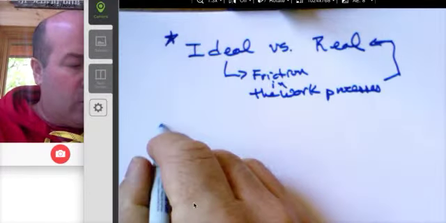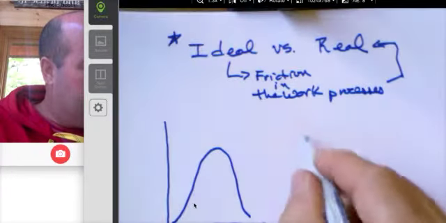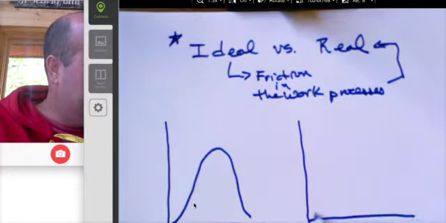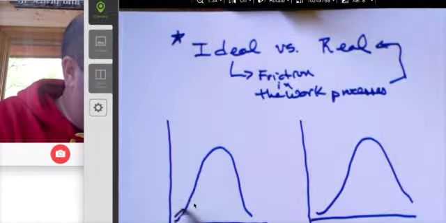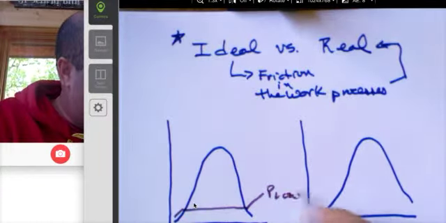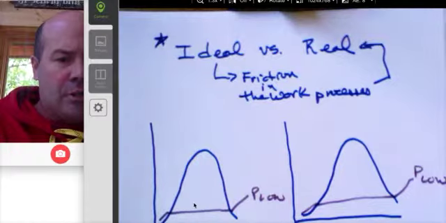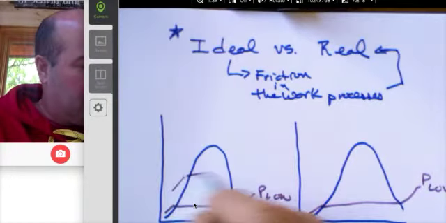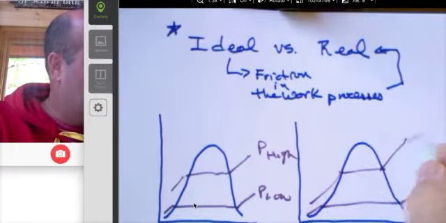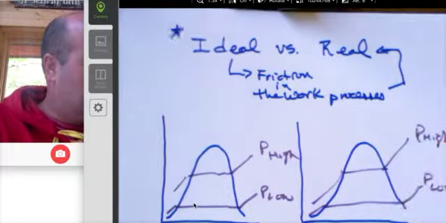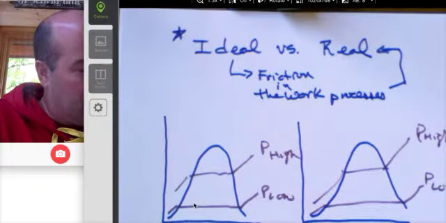So let me quick draw an ideal Rankine. I can do that right here. And then next to it I'll draw a real Rankine. Put in a low pressure of the condenser. High pressure. And we will call this one ideal.